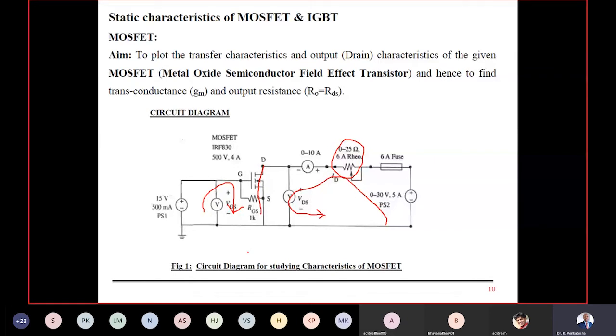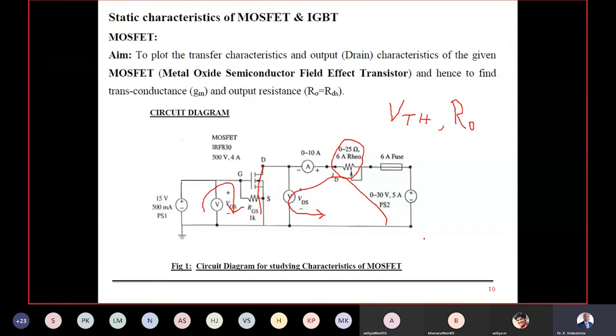So in this static characteristics experiment, the very important parameters I want to find are the threshold voltage VTH of the MOSFET, as well as the output resistance of the MOSFET. These are the two important parameters I am going to get from this particular experiment.